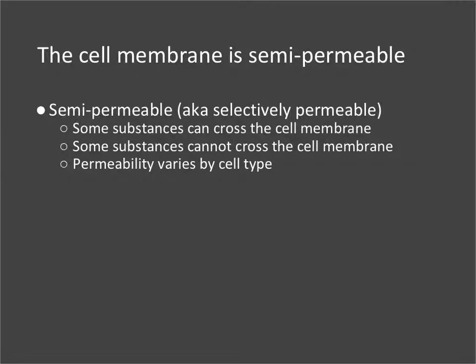Now, the cell membrane is semi-permeable, which we also call selectively permeable. And the word permeate or permeable means able to pass through or able to cross. So selectively or semi means that some stuff can cross the cell membrane, but not everything. So some stuff can make it across, but not others.